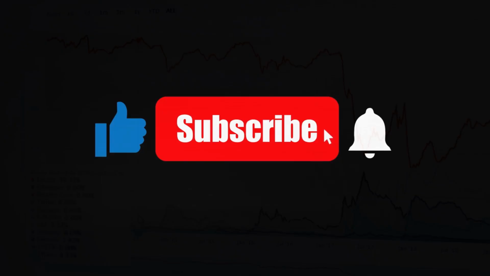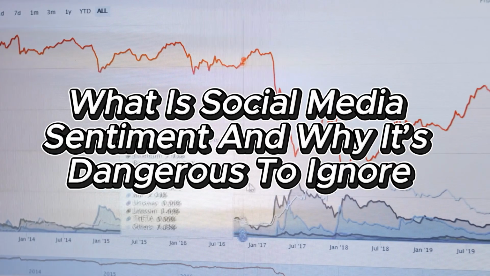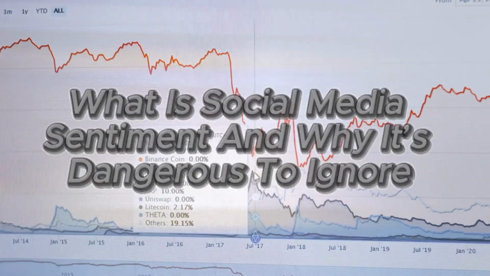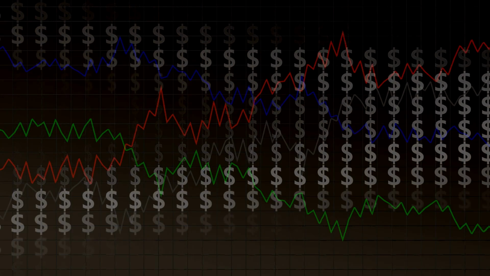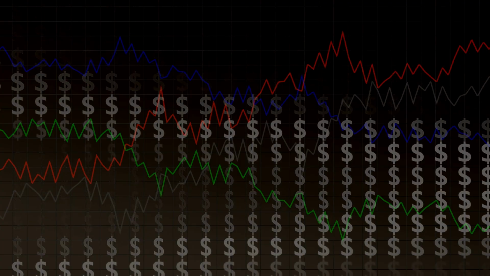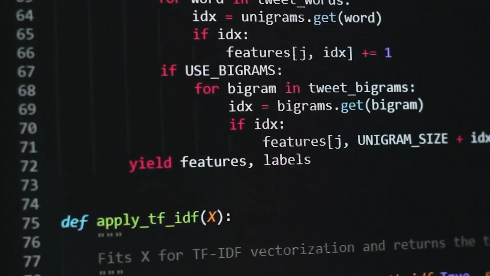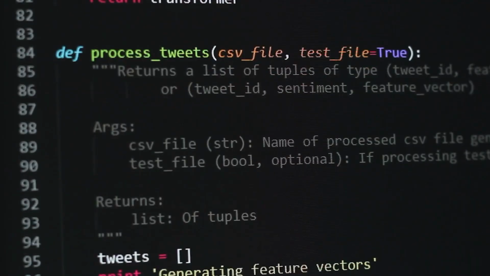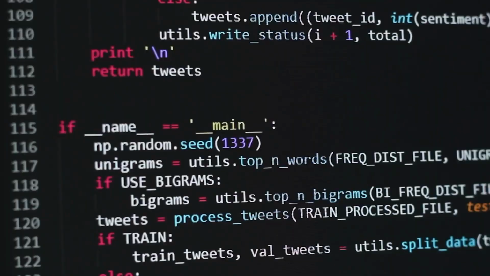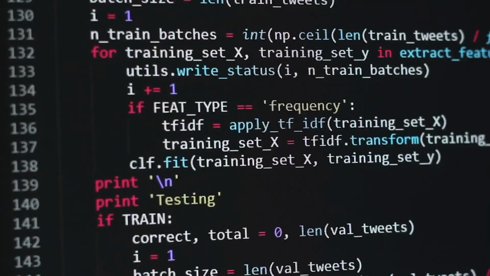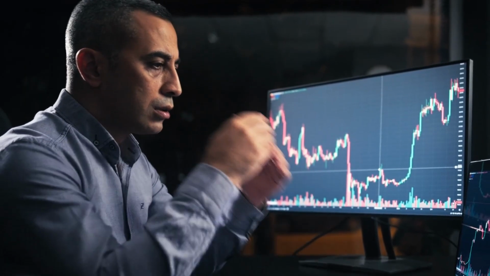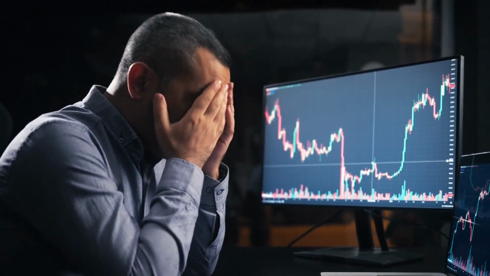First, let's talk about what social media sentiment is and why it's dangerous to ignore. Emotions control markets more than logic, and social media spreads fear and greed in seconds. Algorithms can read tweets faster than you can blink, using sentiment signals to help bots buy low and sell high. Ignoring public emotion can cost you everything in today's fast-paced market.